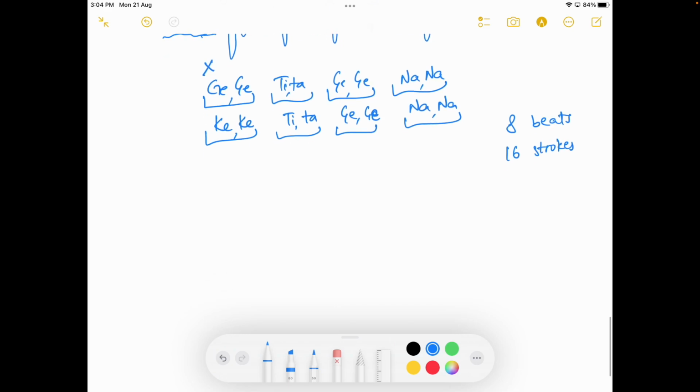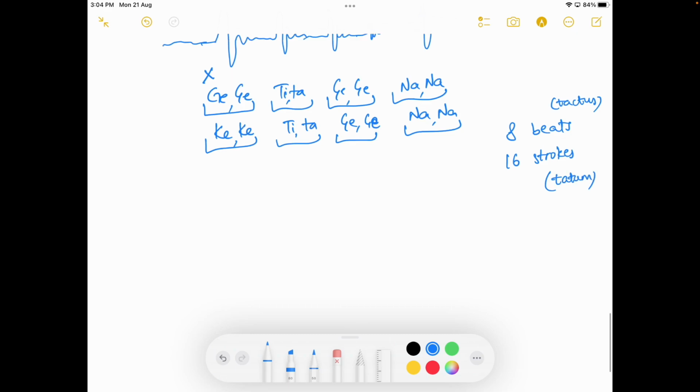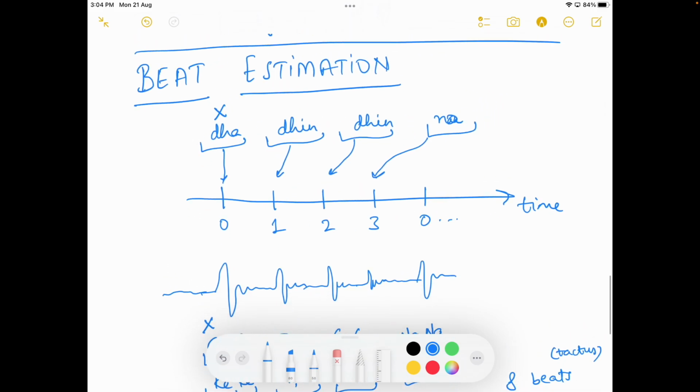So in English, you have terms. These concepts are exactly the same in Western music also. Beats are called beats only, but another technical term is tactus. And strokes are also called strokes, but they are also called tatum. And this sum is also called downbeat.